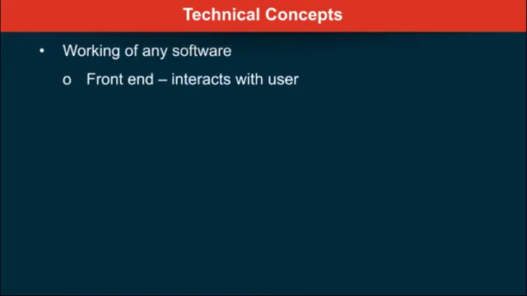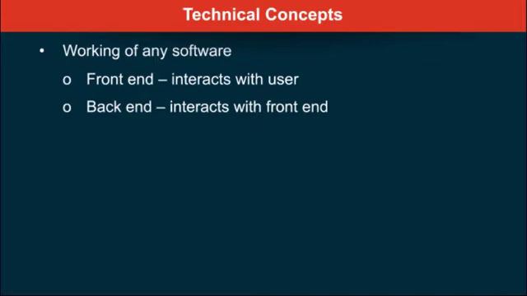What are technical concepts? The working of any software. There is a front end, there is a back end. Front end means where the user interacts with the computer. What is back end? That which interacts with the front end. So there must be something going on behind, right? The processing which happens behind, which we don't bother about. That portion is called the back end.